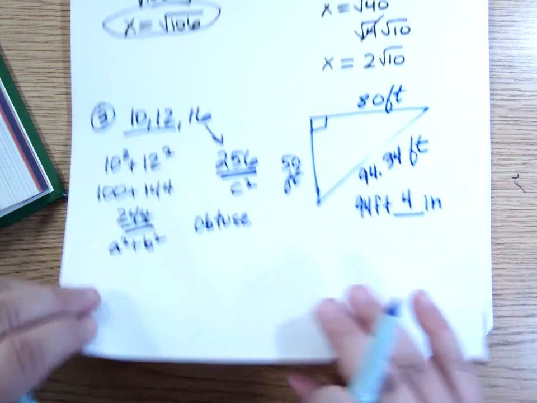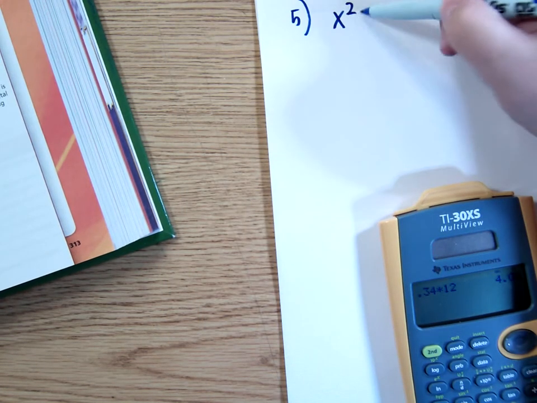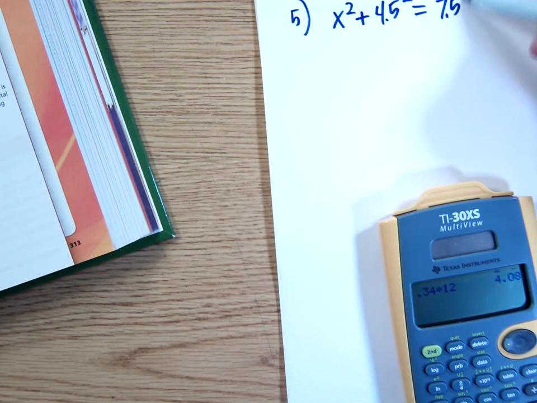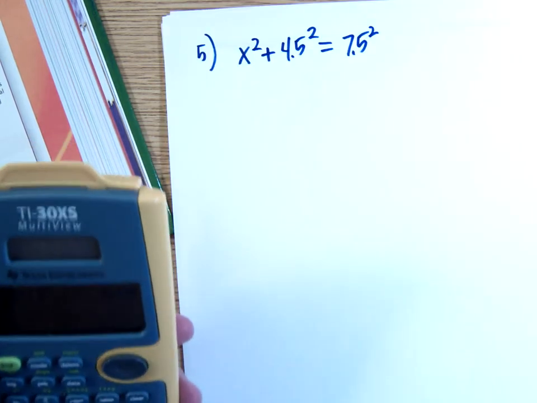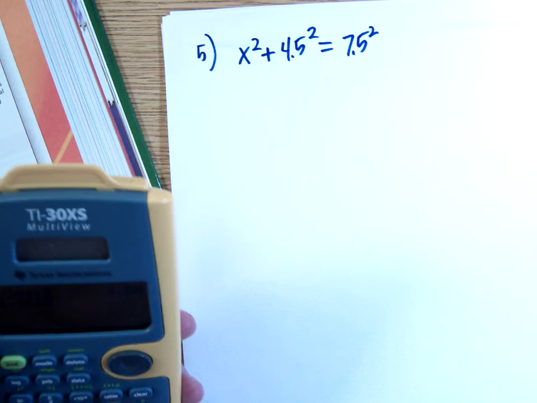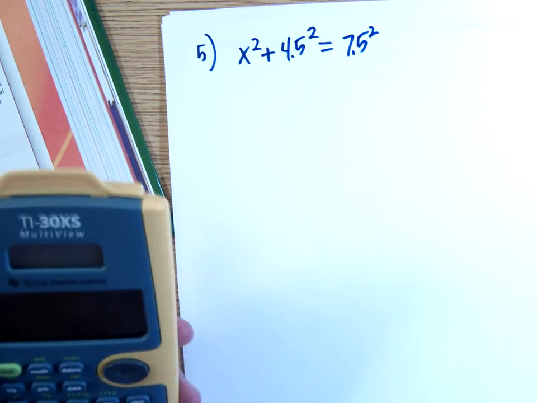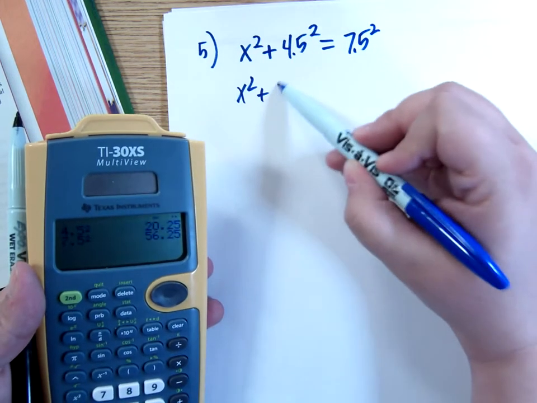Number 5, find the missing side length. Tell if the sides form a Pythagorean triple. I can already answer. They don't because look, I've got decimals already. The problem has decimals in it. The problem says x is a leg, 4.5 is a leg, and 7.5 is my hypotenuse. So I'm going to square 4.5 and 7.5. When I square 4.5, I get 20.25. When I square 7.5, I get 56.25.